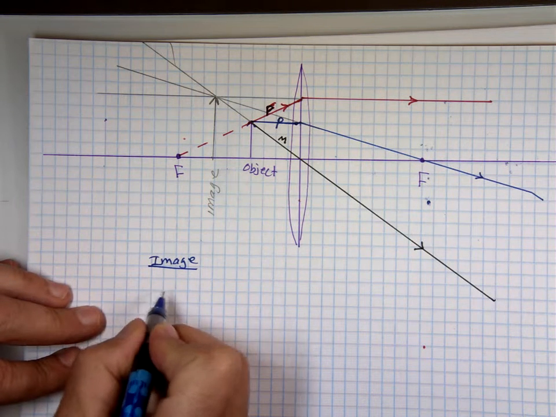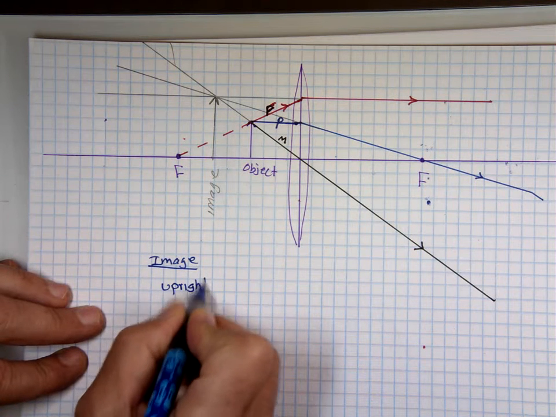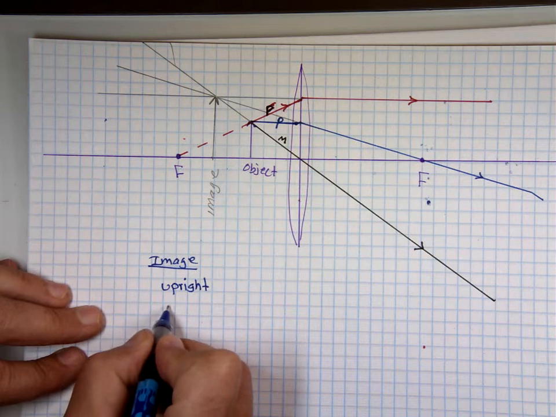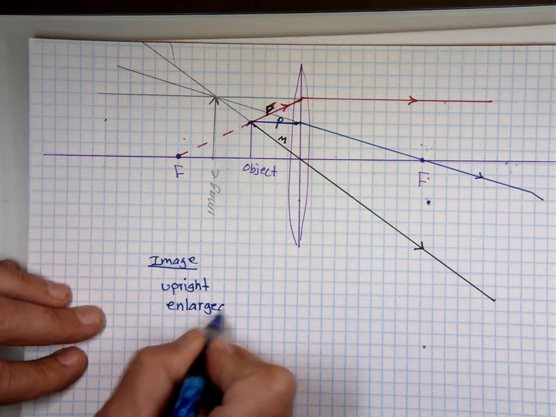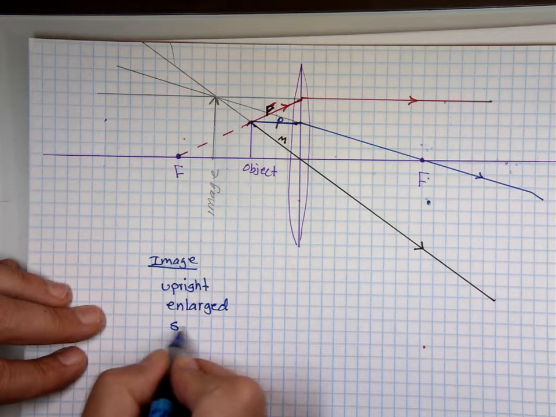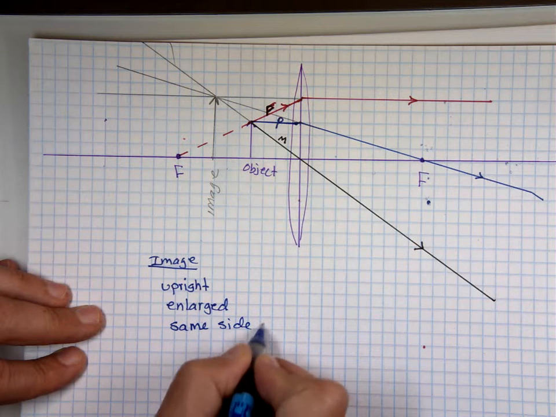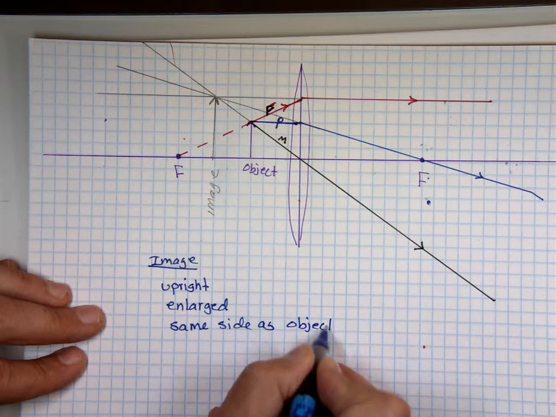We have upright. It looks like it's what? Enlarged. And it's on the same side as the object. In this case, because it's on the same side as the object, that's a virtual image.